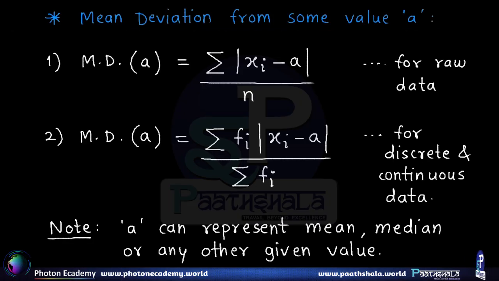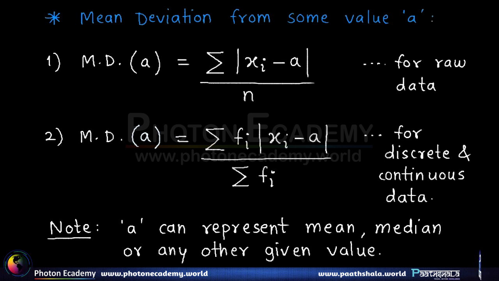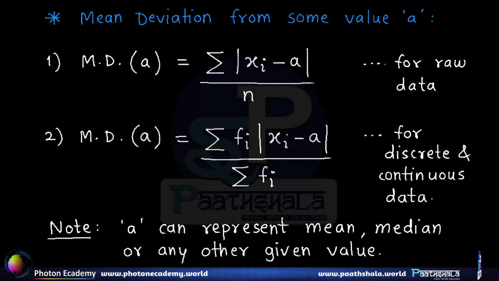Now the third measure of dispersion that we are going to study is called mean deviation, and it is always calculated from some given value which we denote as small a, and it is denoted by the symbol mean deviation from a. It is defined as summation of the absolute value of xi minus a, whole divided by n in case of raw data, and in case of discrete and continuous data the only new thing is the multiplication by fi inside the summation in the numerator, like we have in the previous formula.